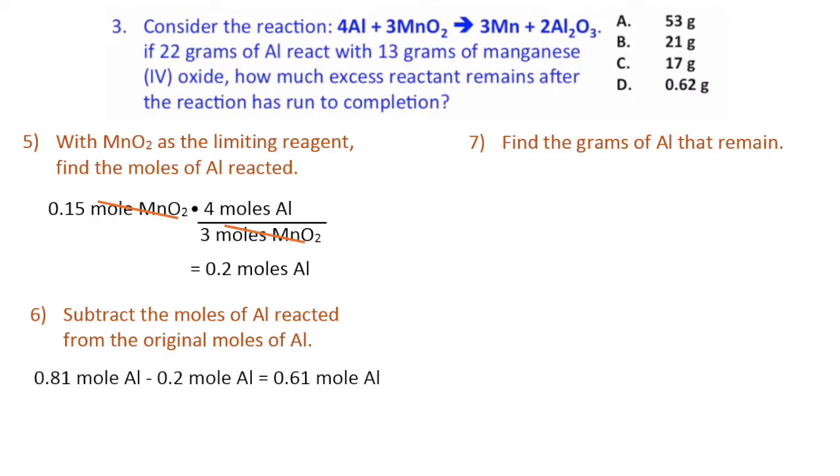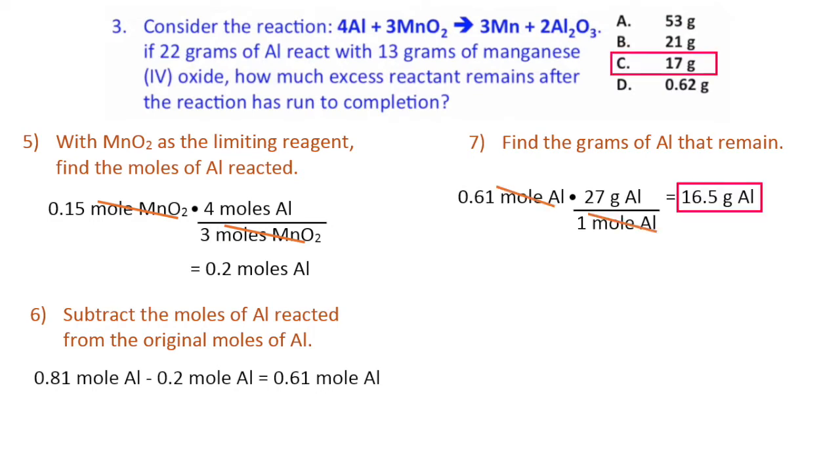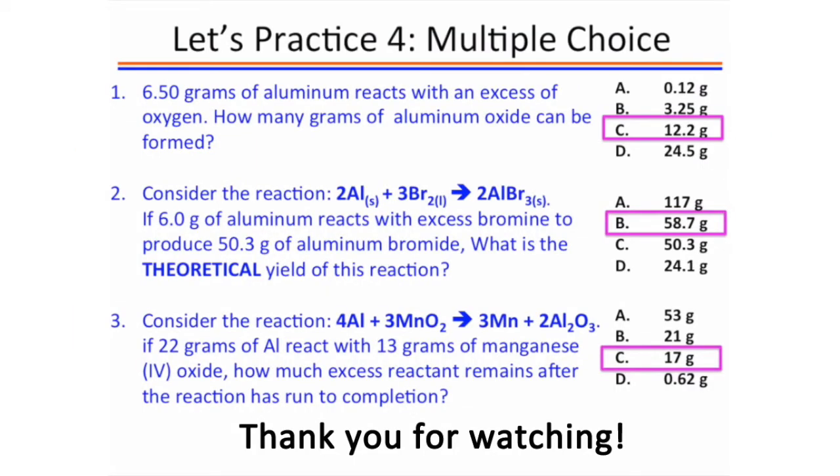Now we can find the grams of aluminum that remain. We can multiply 0.61 moles of aluminum by 27 grams, and we should get 16.5 grams of aluminum that remain, and that is close to answer choice C, which is 17 grams. So here again are the final answers for the 3 questions.